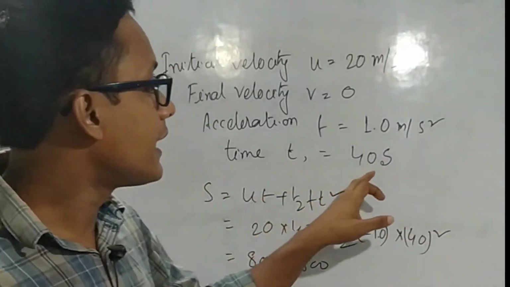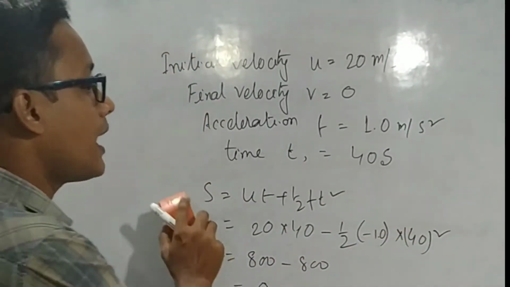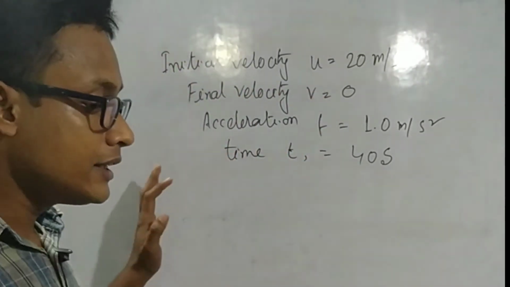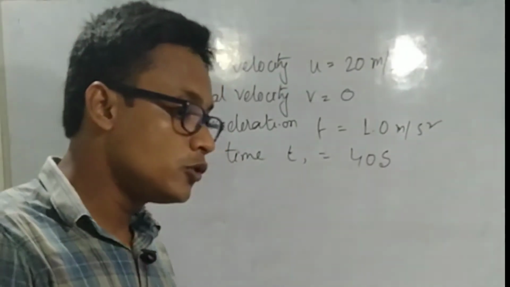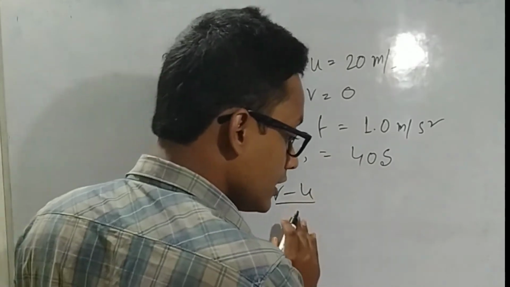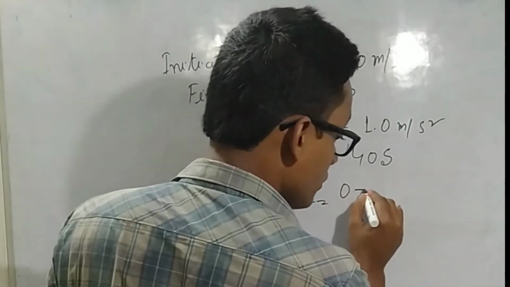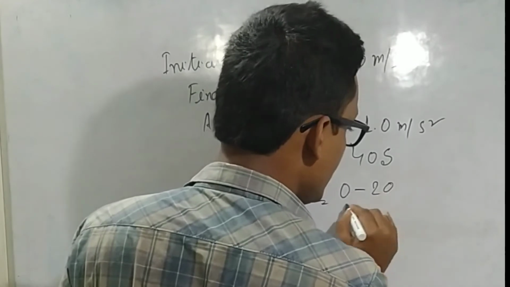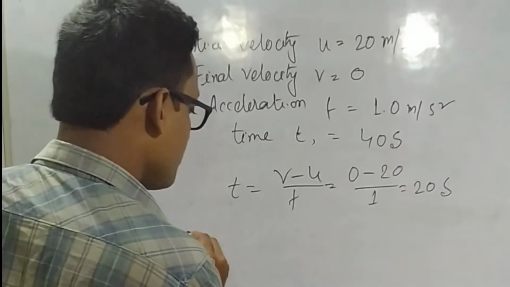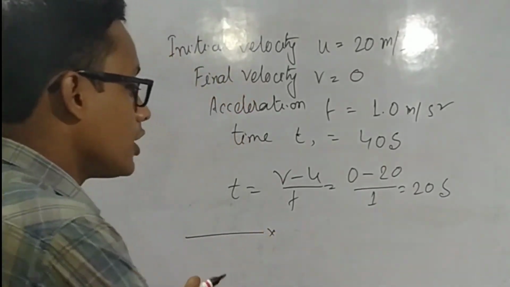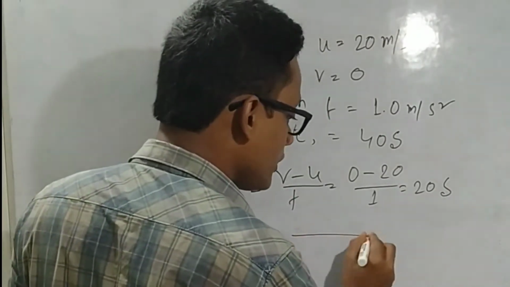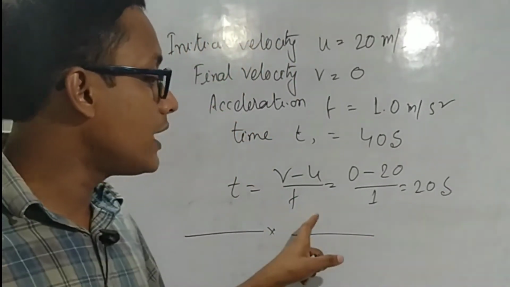This 40 seconds can be divided into two parts. First part, t is equal to v minus u by f, that is equal to 0 minus 20 by minus 1, that is equal to 20 seconds. In this time period, the train applied its brake to reduce its velocity, and for the remaining 40 minus 20, that is 20 seconds, the train came to rest.